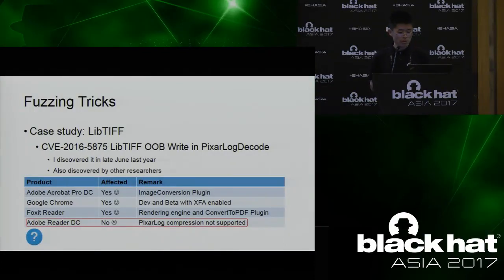But it should be noted that Adobe Acrobat and Reader's rendering engine was not affected. It is because TIFF's PixarLog compression was not supported. And we can verify this by reversing the acrophone.api file, where we can find a string that indicates the compression algorithm was not supported by default.